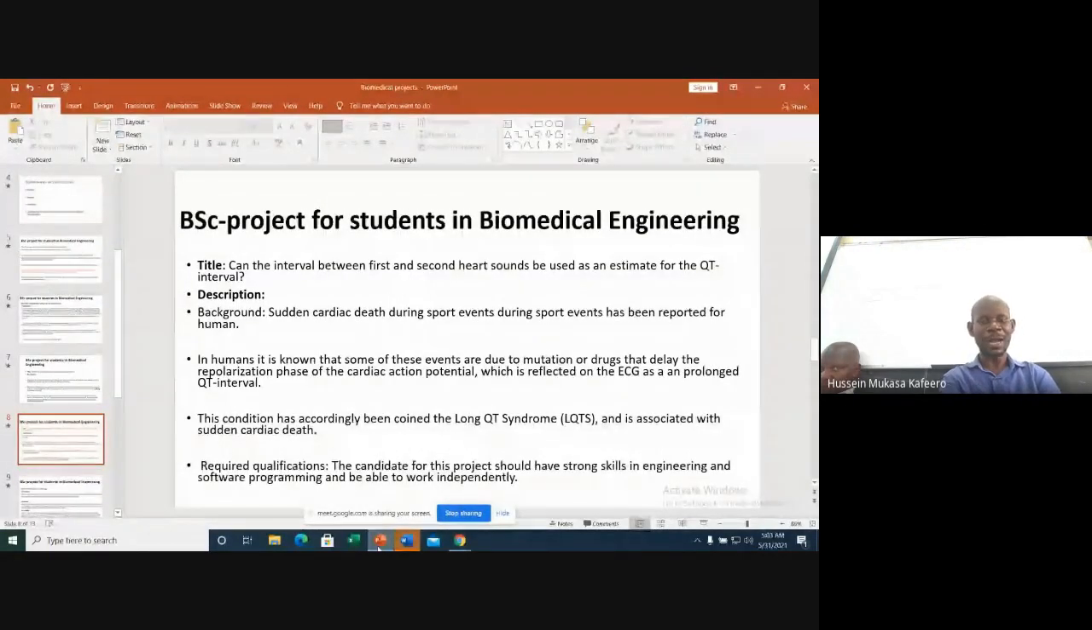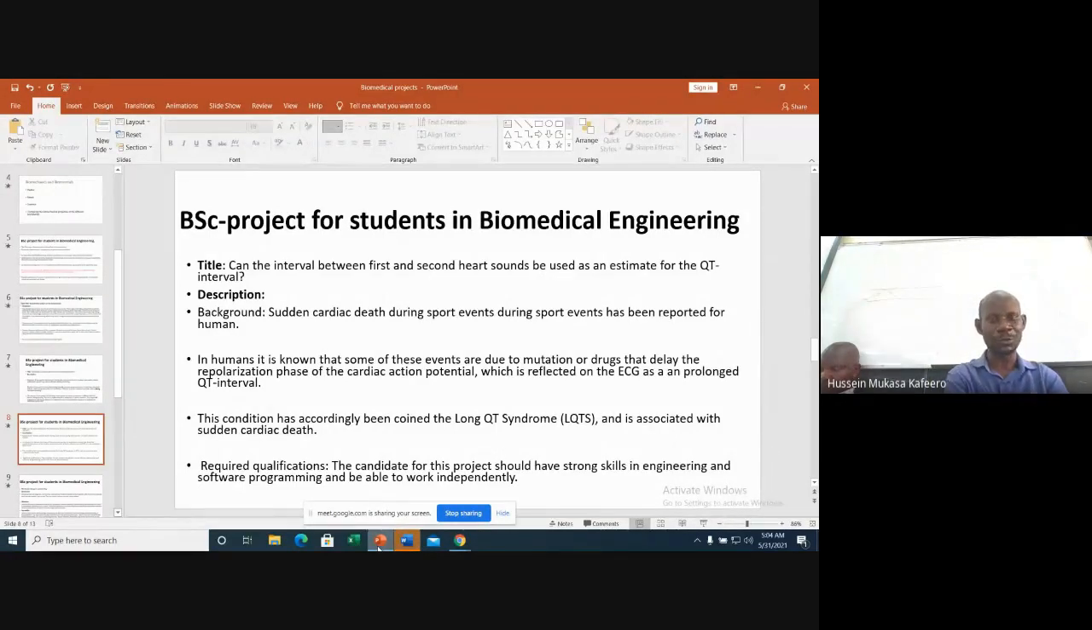Then, can we look at the interval between the first and the second heart sound? I don't know whether you remember your heart anatomy. The first and second heart sounds are the lub and dub. The first sound is because of the closure of the atrioventricular valves. When the AV valves close, we hear the first heart sound. Then when the semilunar valves close, we hear the second heart sound.